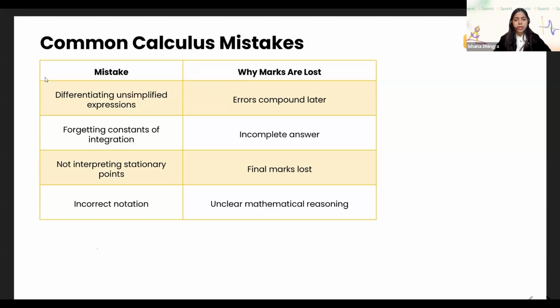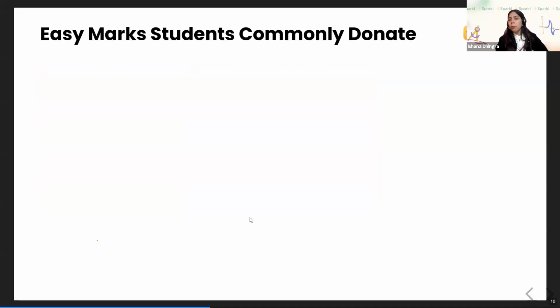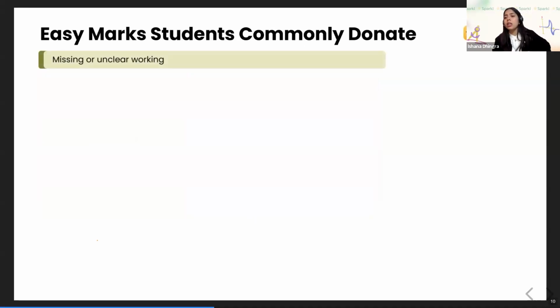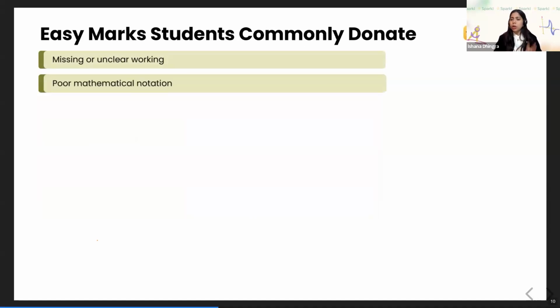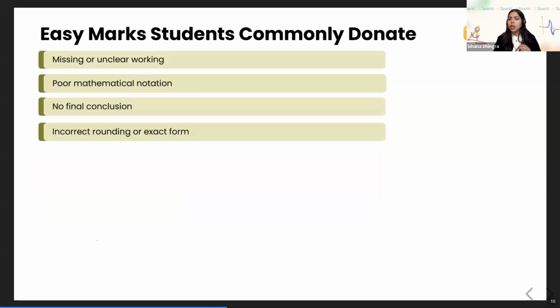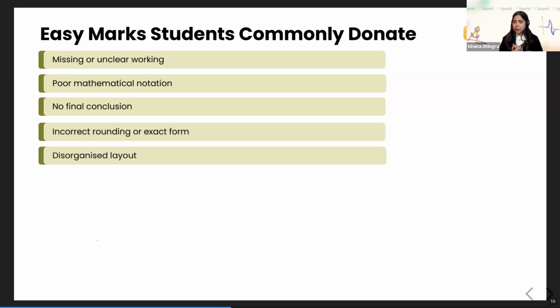Okay. Let's move ahead. Easy marks that we are commonly donating is missing or unclear working. So we have to write our answer in a structured manner with correct mathematical notations, with proper final conclusion and with correct rounding. And if it is not stated in the question, we have to give the exact answers. Okay. By not doing these things, you are donating your easy marks. Is that clear? It should be structured. You should have all the things mentioned plus the final conclusion with the correct notations.